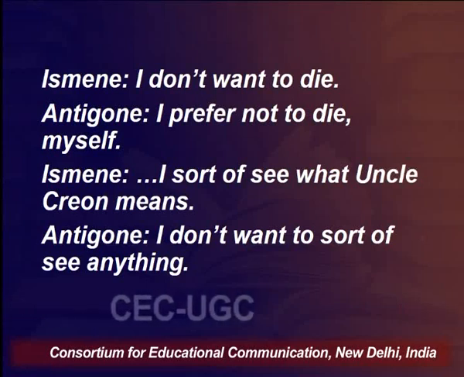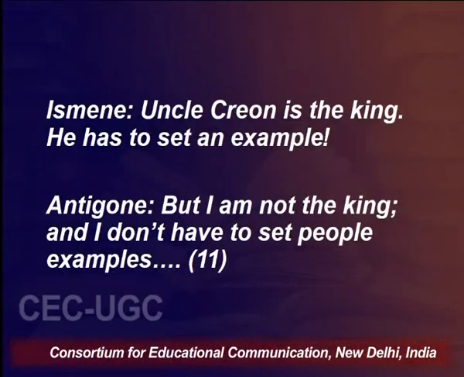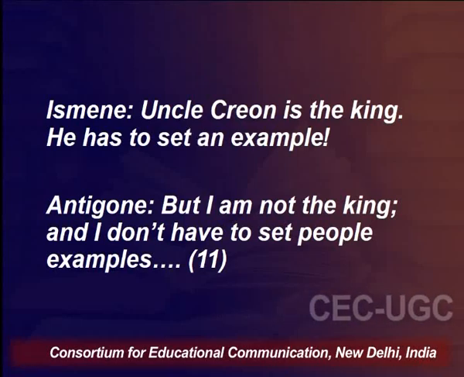Now this, to understand, is also Ismene's way of accepting Creon's decree, whereas Antigone does not want to accept that decree, and she wants to assert herself and fight for her dignity. So Ismene says, Uncle Creon is the king, he has to set an example. And Antigone says something very interesting. She says, but I am not the king, and I don't have to set people examples.